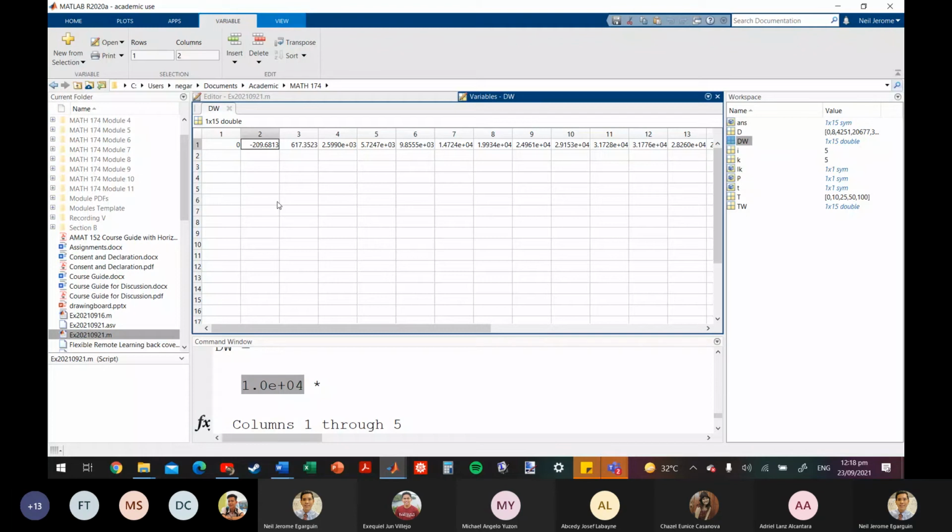Okay? So yeah, you can do it in the workspace. You can get the values here. You can copy paste into Excel and so on. Okay? Questions so far?